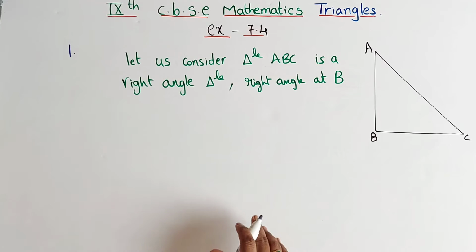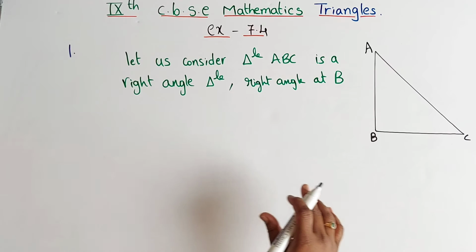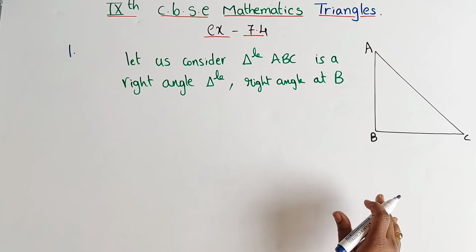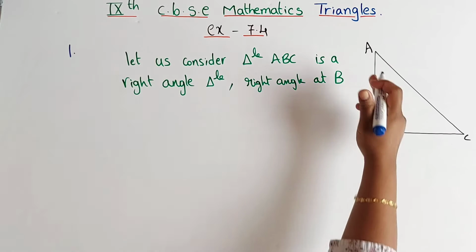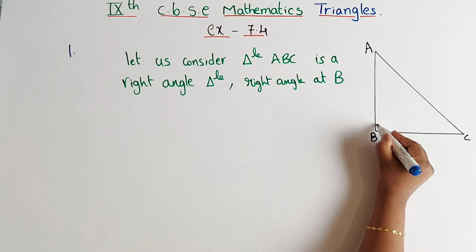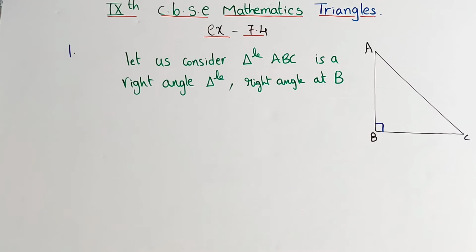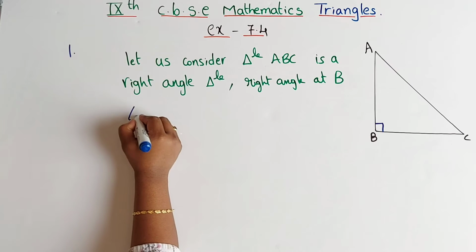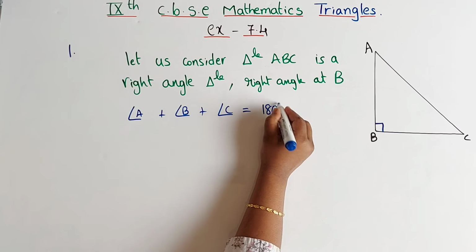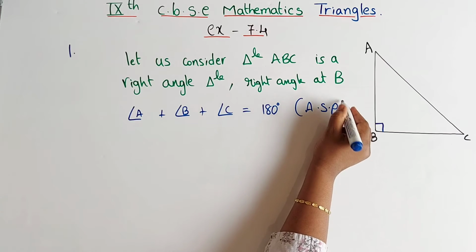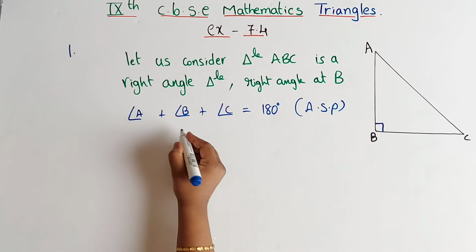Let us start exercise 7.4, children. First question: show that in a right angle triangle, the hypotenuse is the longest side. For this, let us consider triangle ABC is a right angle triangle, children, right angled at B. We know the angle sum property of a triangle. What is the angle sum property? The sum of the three angles is 180 degrees. So angle A plus angle B plus angle C equals 180 degrees by using the angle sum property. We know that angle B is 90 degrees.